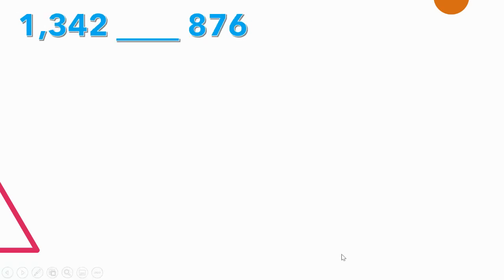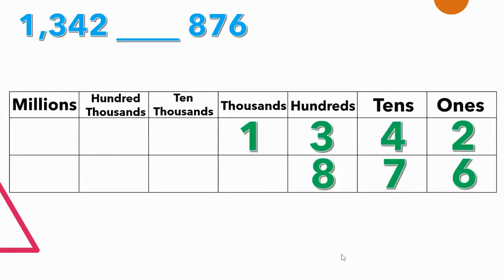Now let's compare 1,342 to 876. We have our place value chart and we've inserted our digits correctly into the place value chart. The 1 is in the thousands place in our first number, which is why the 1 is in the thousands place. The 8 is in the hundreds place in our second number, which is why the 8 is in the hundreds place. Even though there's a blank space here, we need to make sure that the digits go in the correct place values.